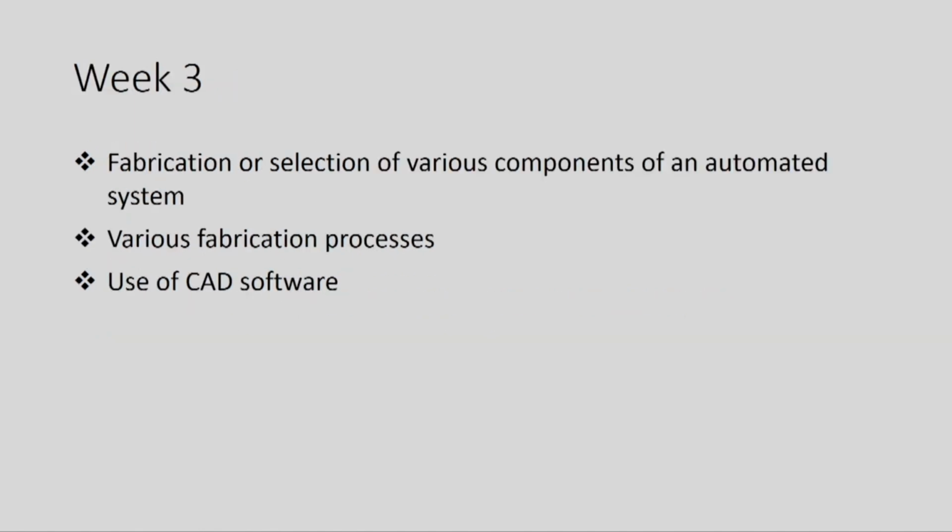In week 3, we will be studying the fabrication and selection of various components which are required to develop an automated system. To manufacture or fabricate an automated system, we need various processes. So, we will have a preliminary discussion on fabrication processes which are commonly used to develop automated systems. We will also study the use of CAD software for the design and development of automated manufacturing equipment.